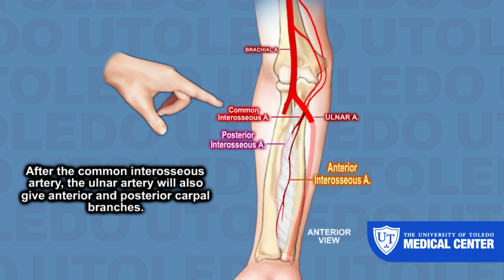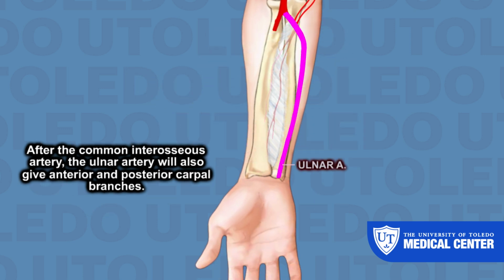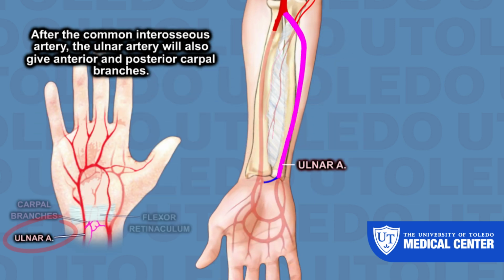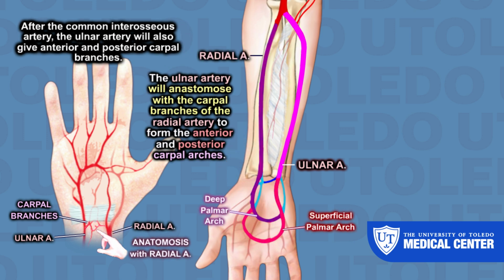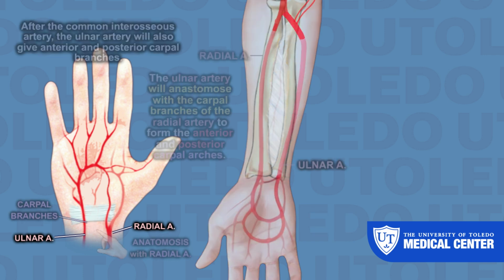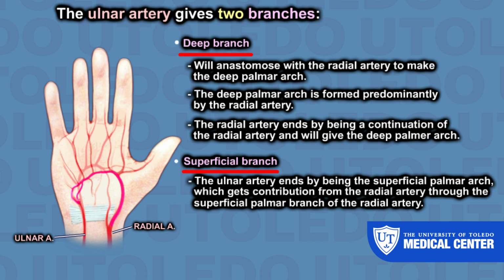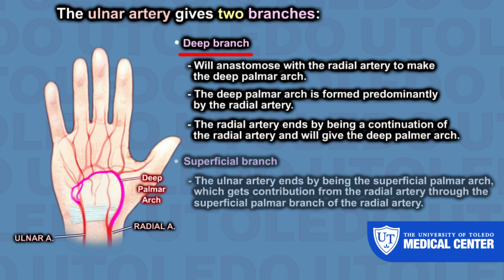After the common interosseous artery, the ulnar artery will also give anterior and posterior carpal branches. The ulnar artery will anastomose with the carpal branches of the radial artery to form the anterior and posterior carpal arches. The ulnar artery gives two branches. One of these is the deep branch that will anastomose with the radial artery to make the deep palmar arch. The deep palmar arch is formed predominantly by the radial artery, which ends by being a continuation of the radial artery and will give the deep palmar arch.